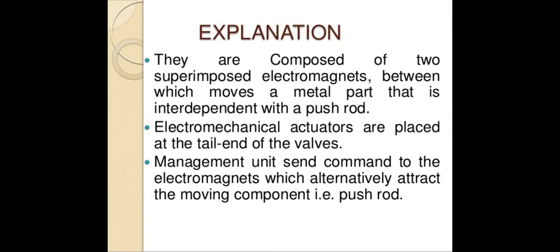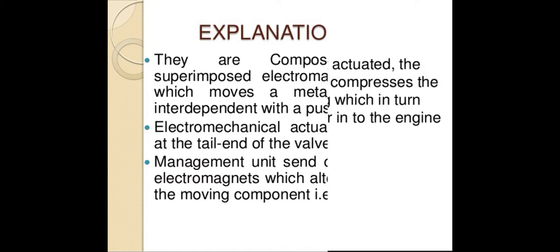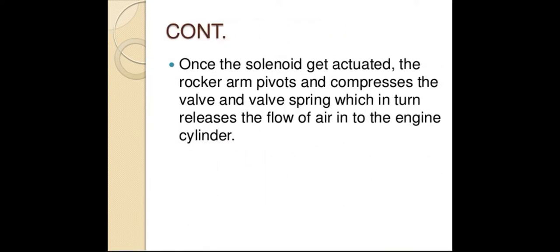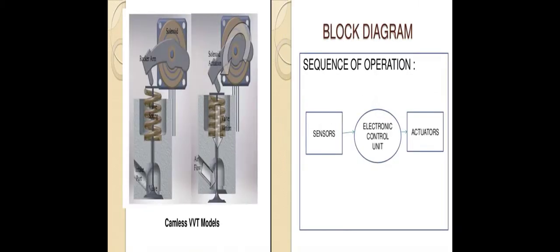Explanation. They are composed of two superimposed electromagnets between which moves a metal part that is interdependent with the push rod. Electromechanical actuators are placed at the tail end of the valves. Management units send commands to the electromagnets, which alternatively attract the moving component, that is the push rod. Once the solenoid gets actuated, the rocker actuates and compresses the valve and valve spring, which in turn releases the flow of air into the engine cylinder. Here we can see the diagram of a camless engine and also the block diagram.